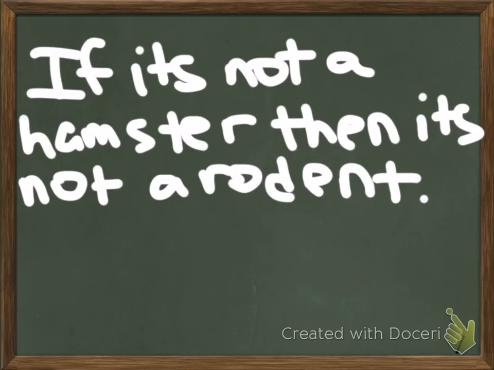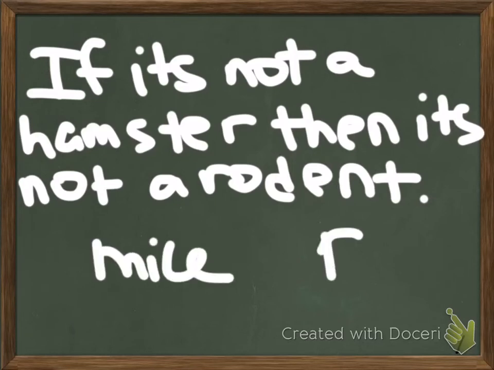So we need to think about the idea of this being true. What we have is, this would be also false, because just because it's not a hamster doesn't mean that it can't be a rodent. So if it's not a hamster, since we have other ideas for what a rodent could be, let's say it's a mouse instead, it still could be a rodent. So it doesn't always have to be a hamster to be a rodent. And again, we can use the same counterexample as we did before, mice.